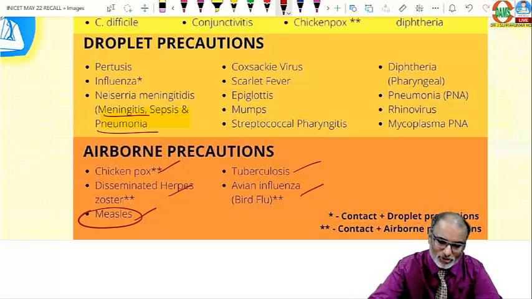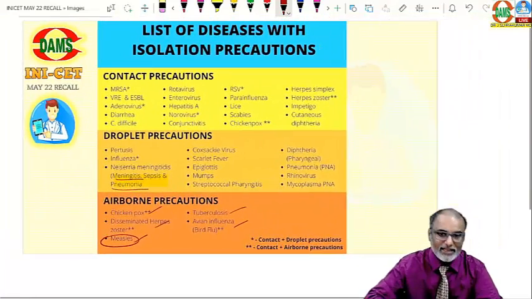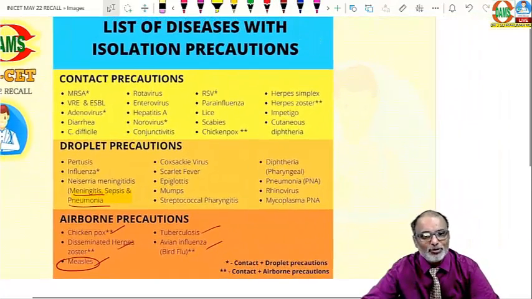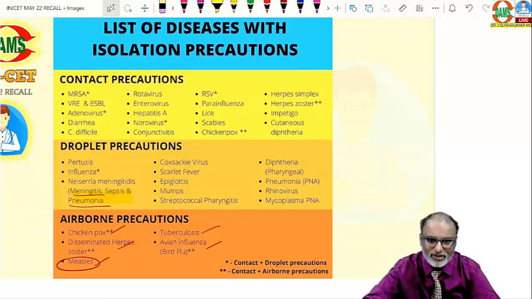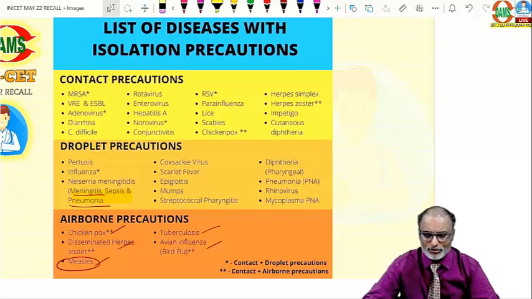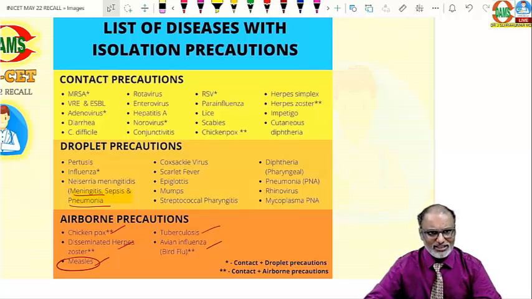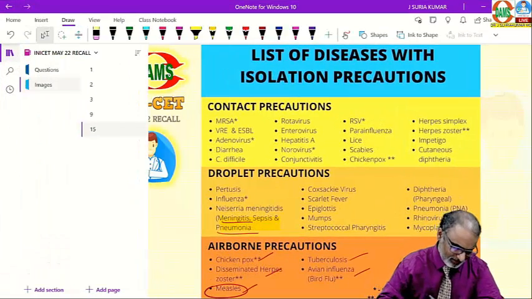Okay, based on this diagram, it's a very important diagram. So you must know what are the different type of precautions. Contact, droplet, airborne. If you know about the pathogen, you can answer. No need to mug up. If you know the pathogenesis, how the disease spreads, easily you can make it. If you know the mode of transmission of the pathogen, easily you can make it out. Not an issue.